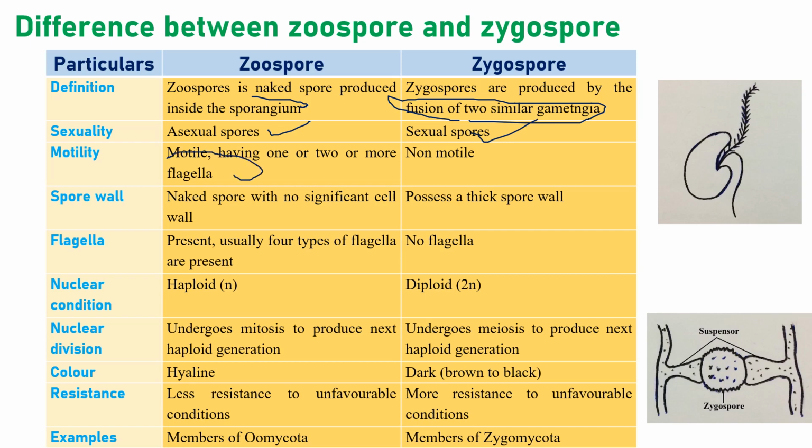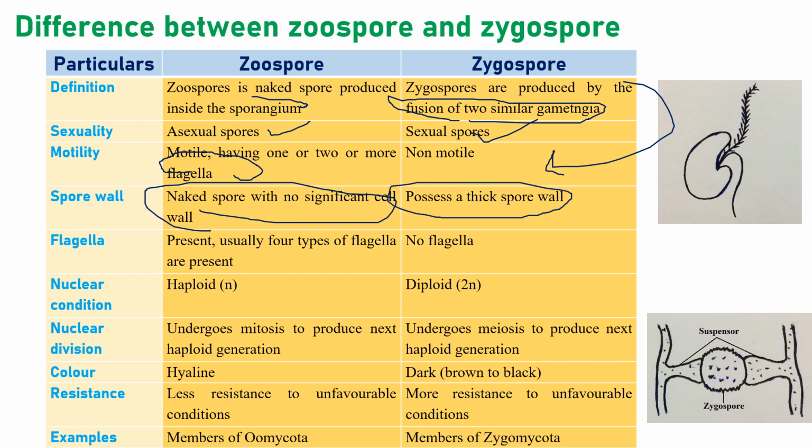Motility: zoospores are motile because they have flagella. Zygospores are non-motile because they possess no flagella. Spore wall: zoospores are naked and contain no significant cell wall, but the zygospore contains a significant cell wall since it is the resting spore. And for flagella, four types of flagella can be observed.